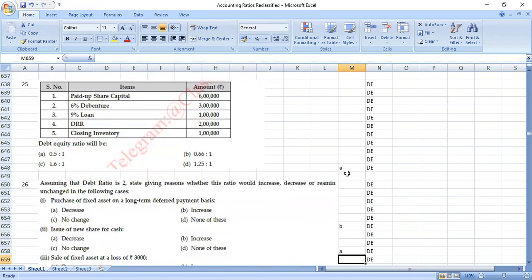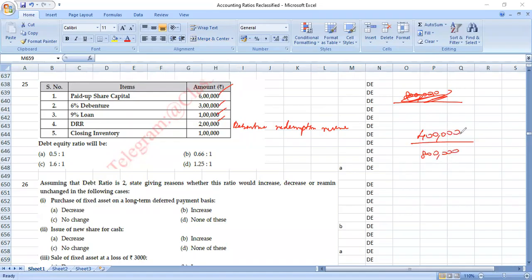25. Nice. Paid up capital, 6% debentures. DRR means debenture redemption reserve, and it is part of reserves, equity. So the total equity of the company is 6 lakh plus 2 lakh, 8 lakh. And the total debt of the company is 3 lakh plus 1 lakh, 4 lakh. So debt equity ratio is 4 lakh divided by 8 lakh. Debt divided by equity, 1/2, which is 0.5:1.